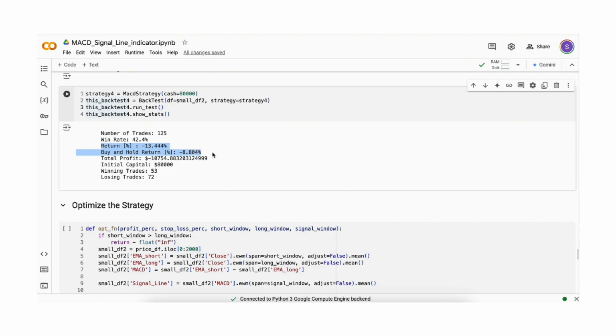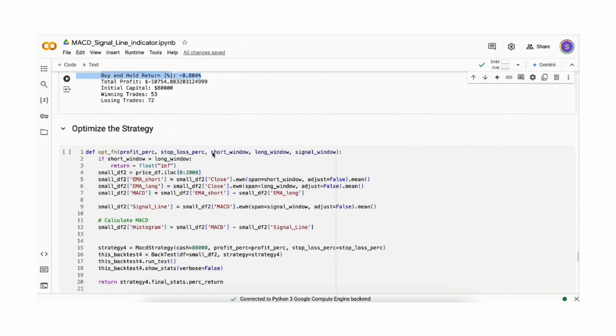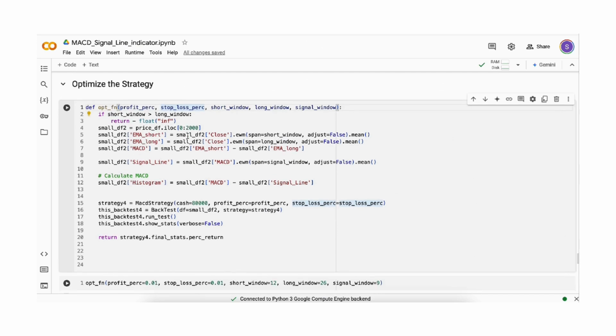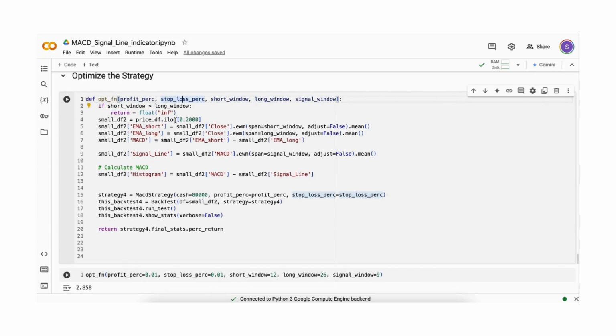And the next step that we take is to optimize this strategy. So we have this optimization function, and I have a separate video about how to build an optimizer, which you might want to look at, and I'll again link it in the description below and in the video itself. And we basically optimize stop loss and the profit percentages, and then the MACD specific variables, which is a short window, long window, and the signal window.